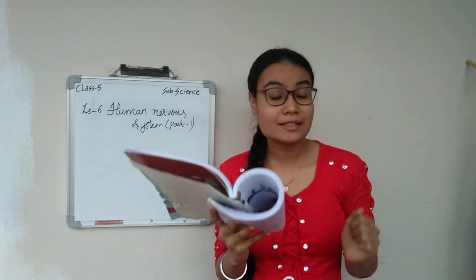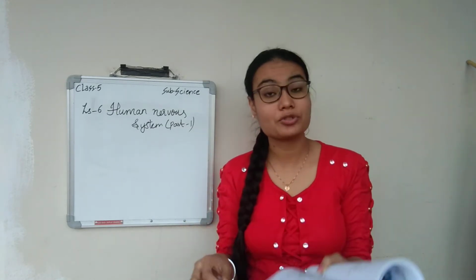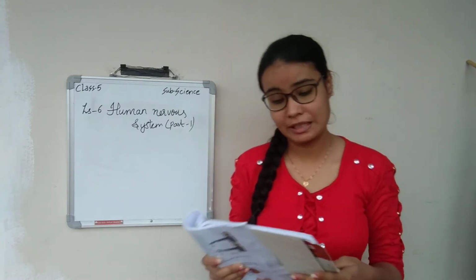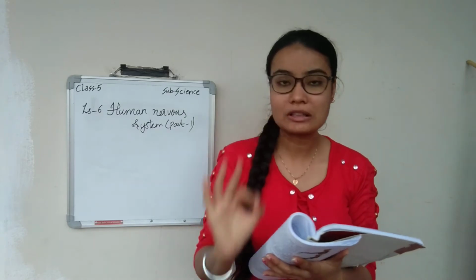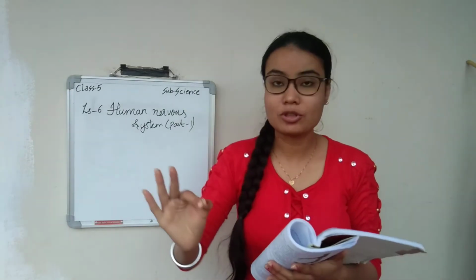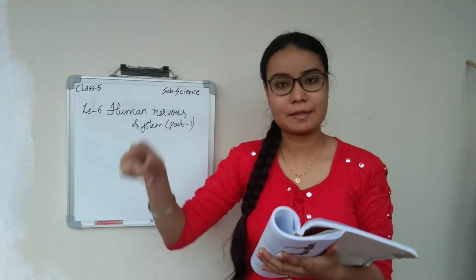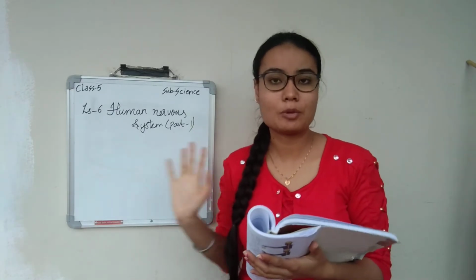And it is considered that the human brain is the largest of all the animals. Animals have the smallest brain and we human beings have the largest brain. And again this brain is divided into 3 parts. If you want to learn it easily: cerebrum, cerebellum, medulla oblongata, like CCM. C for cerebrum, C for cerebellum, M for medulla oblongata.